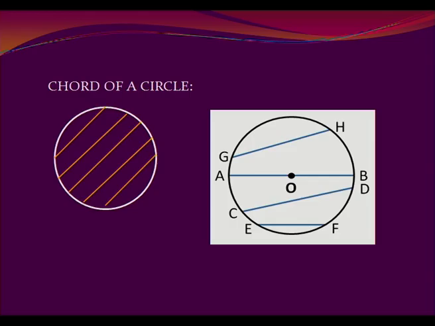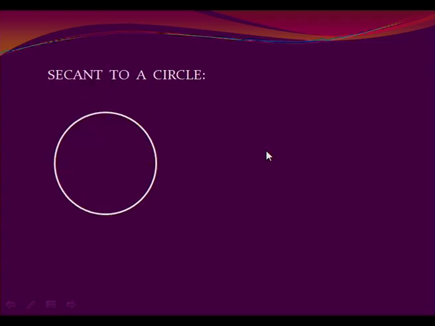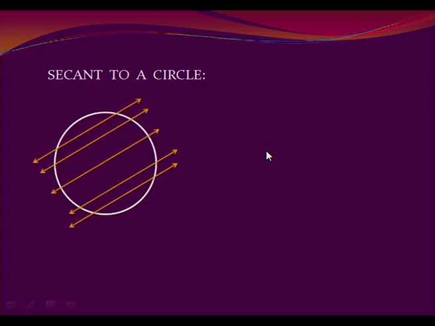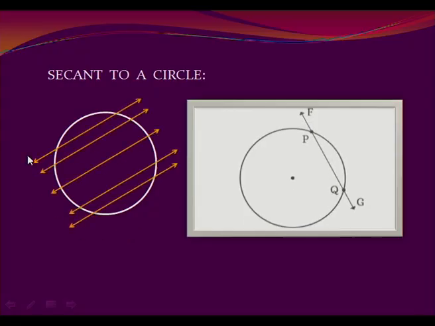Now, if I join 2 points on a circle like this, just recollect what a chord is. A chord is a line segment which joins any 2 points on the circle. Okay. So, this is called a chord. Again, secant to a circle. What is the difference? You see here, this is a line which is passing through 2 points on the circle, that is called a secant to a circle.